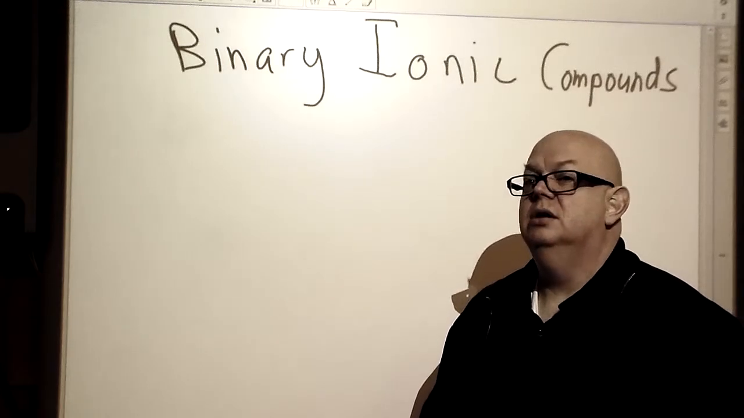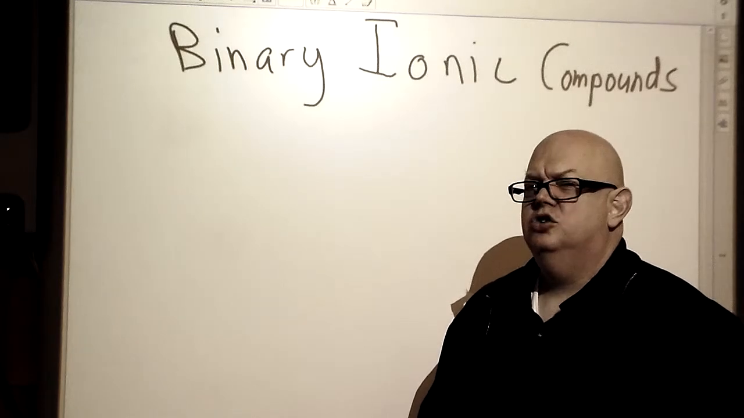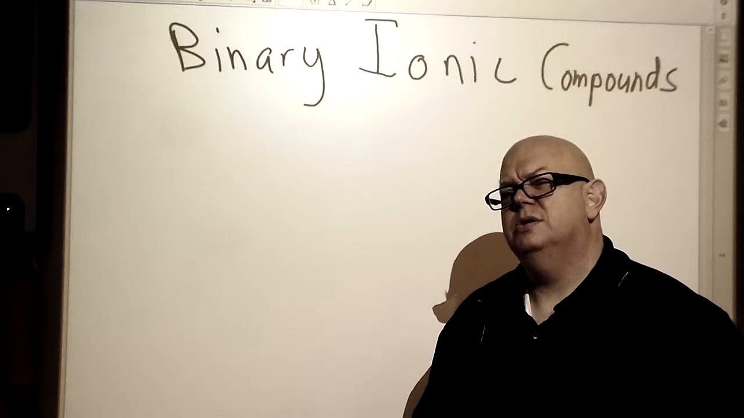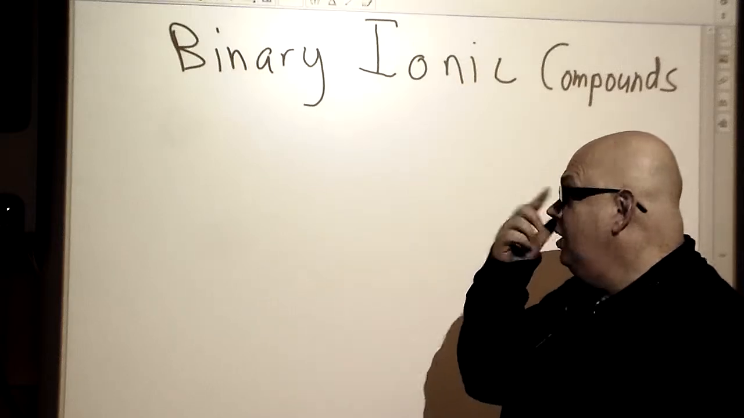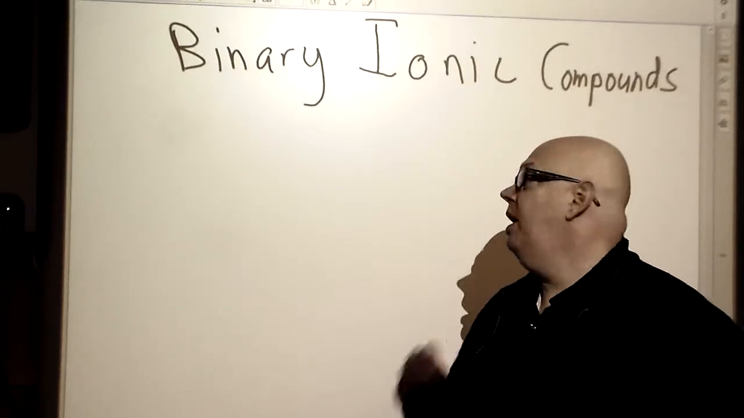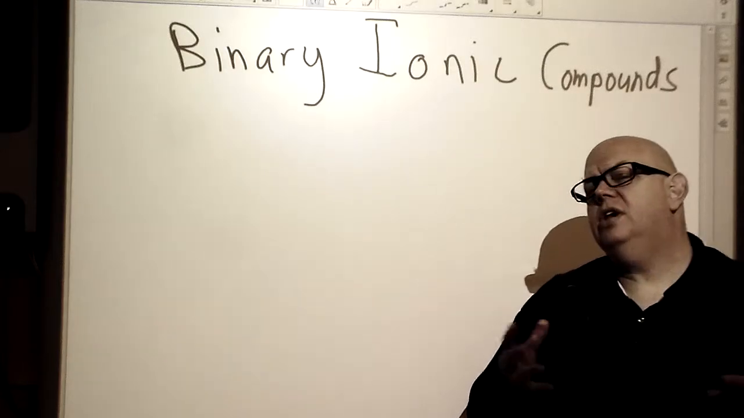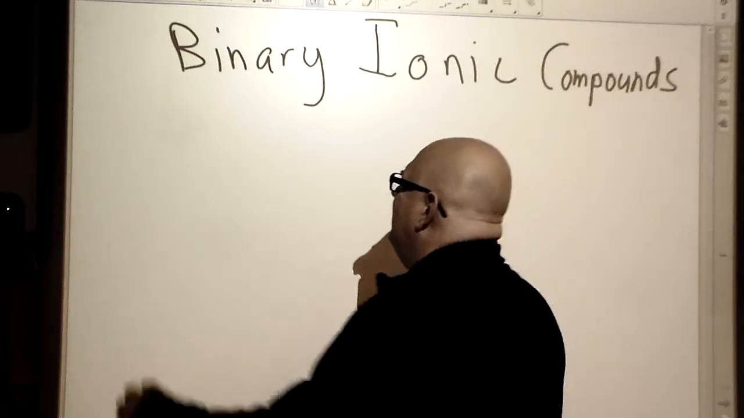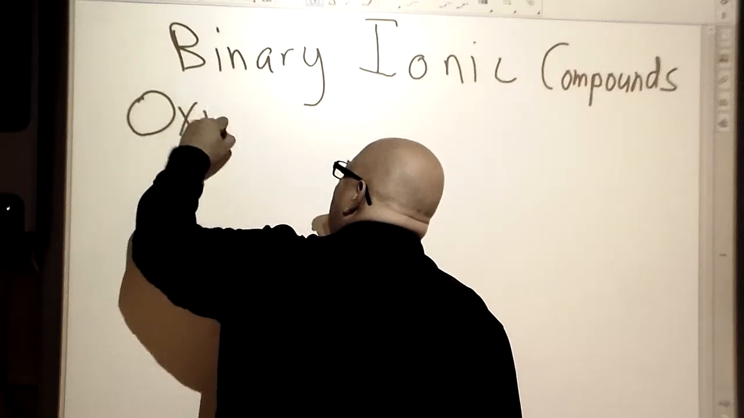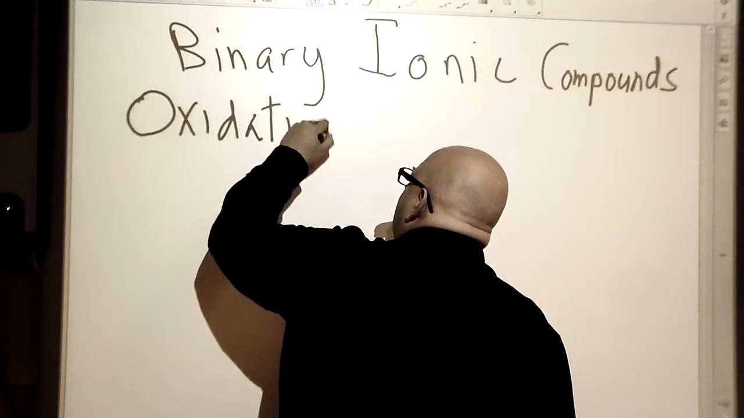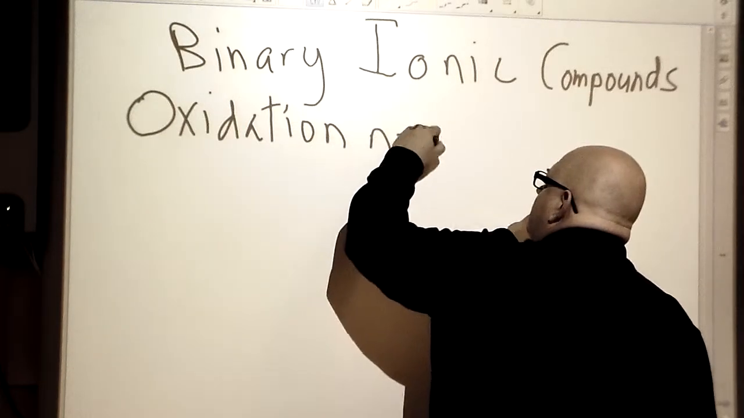Do we really need to balance formulas? So this is a quick instructional video dealing with binary ionic compounds, balancing them. We have to look at the oxidation numbers, but here's the thing, what are we talking about when we say oxidation number?